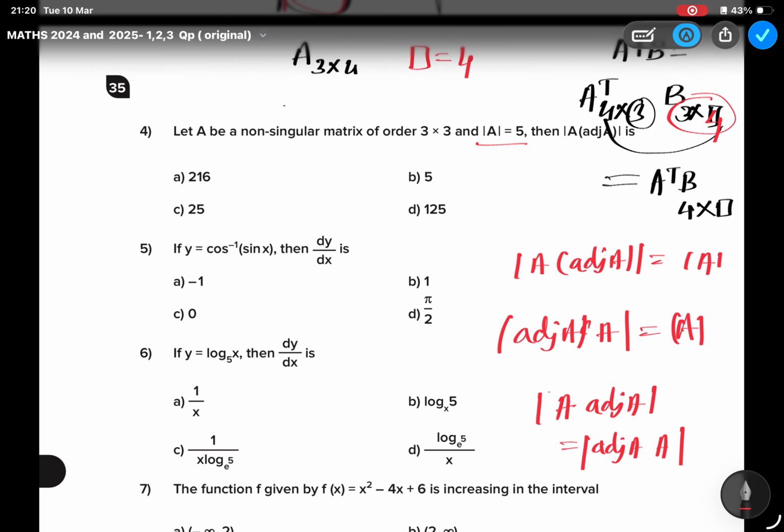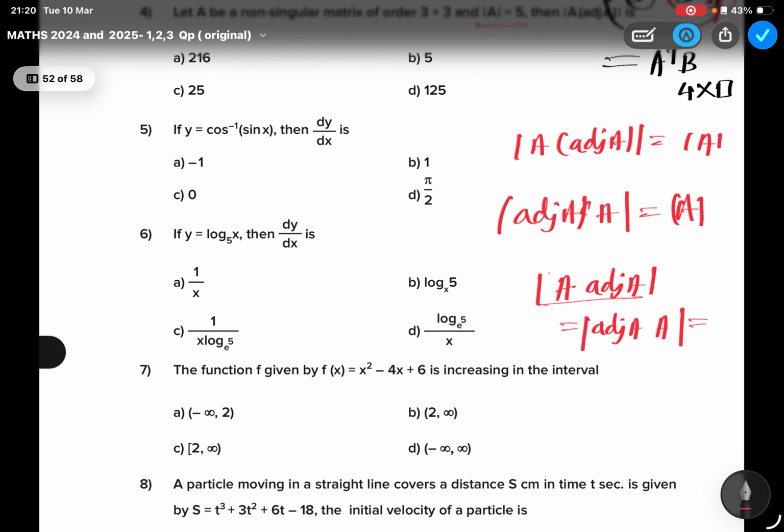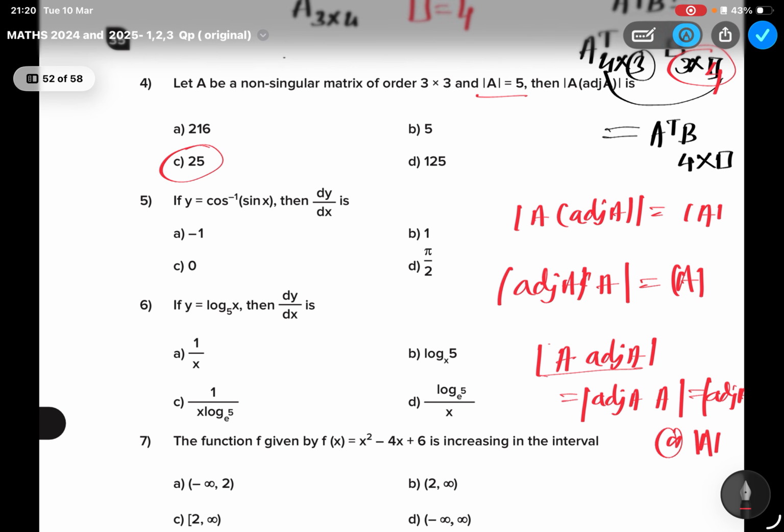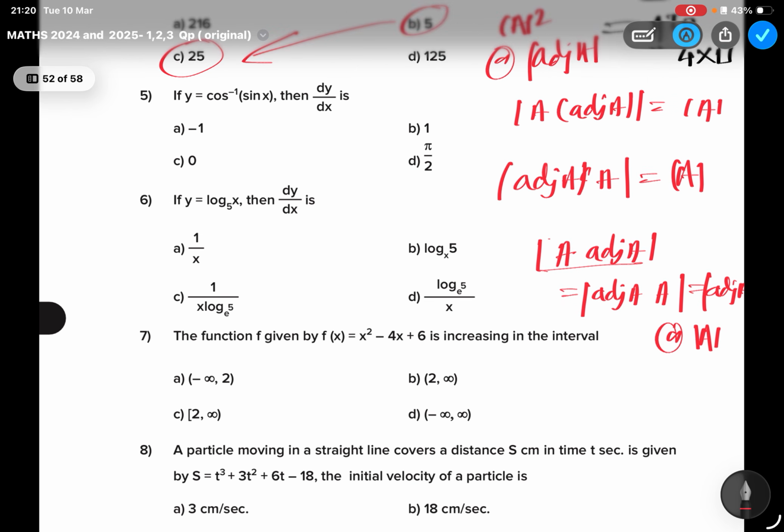So, the answer will be, I will give two answers. The answer will be adjoint of A or determinant of A. You can confirm it. Either answer will be 25 or 5. It means determinant of A square or adjoint of A will come. You can confirm it. Either A or B or C.